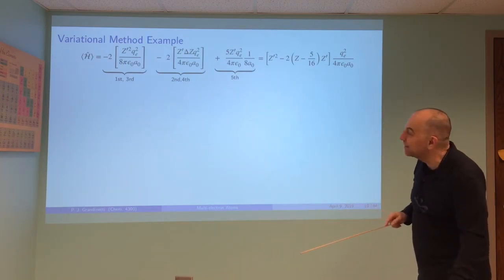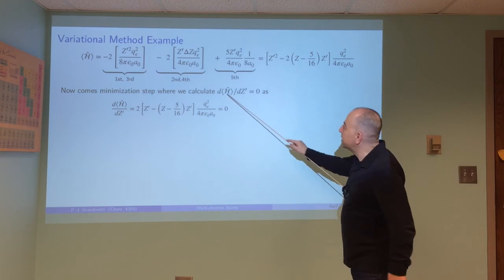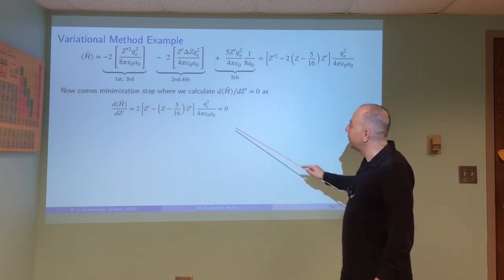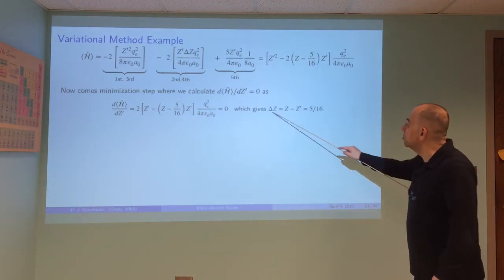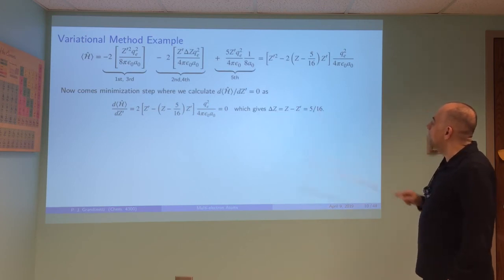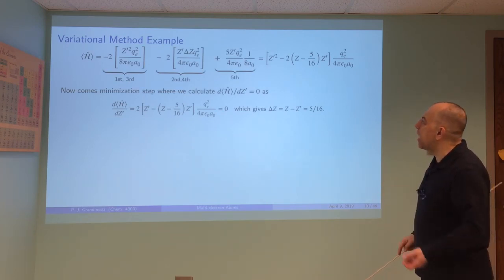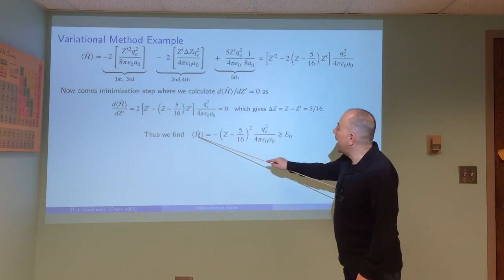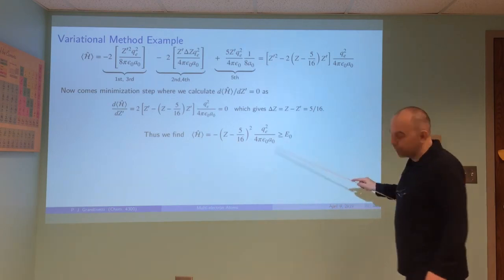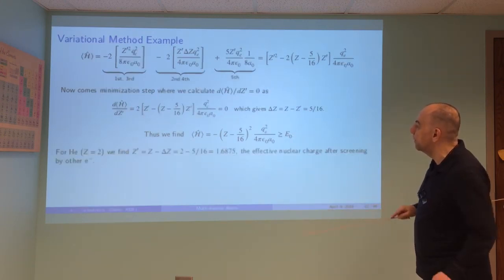What we need to do next is find where this term is at a minimum. So we take the derivative with respect to z prime, which I've done right here, and set it equal to 0. The solution is that the minimum comes at delta z equal to 5/16. So we found the lowest possible energy that we can get with our variational parameter. We plug that value back in and get this expression, which has to be at best equal to the ground state energy, but probably just a little bit above it.